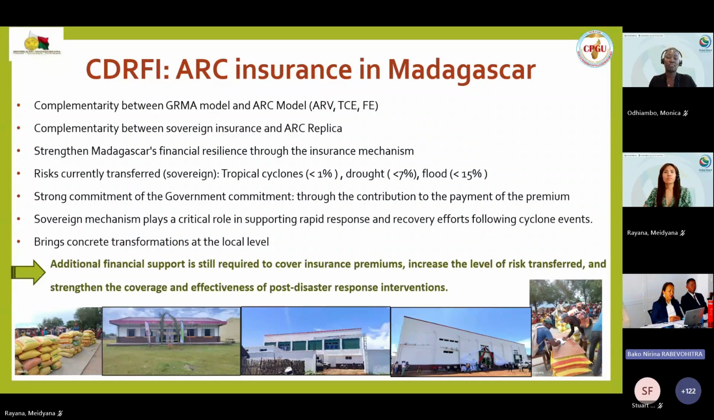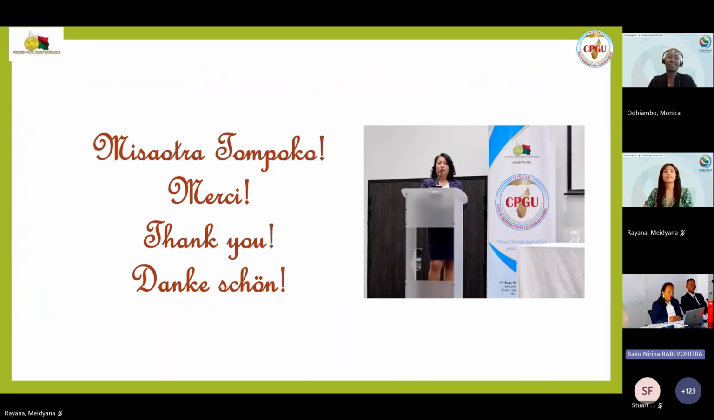During my intervention, I would like to reiterate our thanks and gratitude for the support of GRMA in the field of risk understanding and risk modeling. And we are also really grateful to Global Shield for its support in the field of risk financing and CDRFI. So this brings me to the end of my presentation. Thank you very much for your attention. Thanks again to Global Shield. And now I welcome any questions or comments you may have.